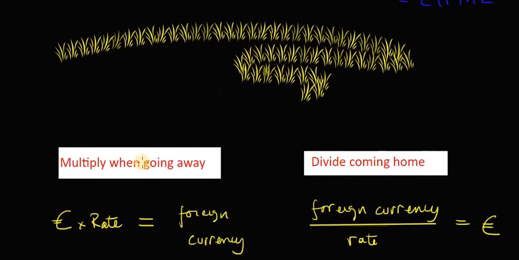Overall, what did we learn? Very simply, you multiply when you're going away, you divide when you're coming home. So you multiply your euro by the rate to get the foreign currency, and the foreign currency divided by the rate equals the euros. So there's two things to remember, and I hope that helps.